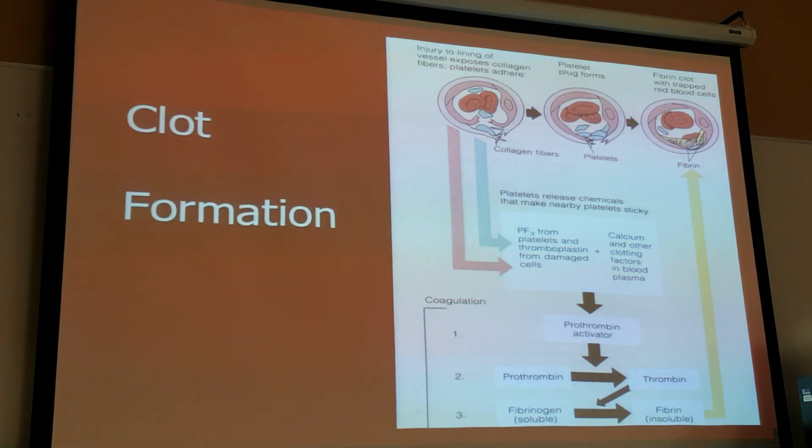So, injury in lining causes collagen fibers to stick out, and we form a platelet plug, and if that's not enough, we form a fibrin clot. And either PF3 if it's intrinsic, or thromboplastin if it's extrinsic, cause the formation of prothrombin activator.